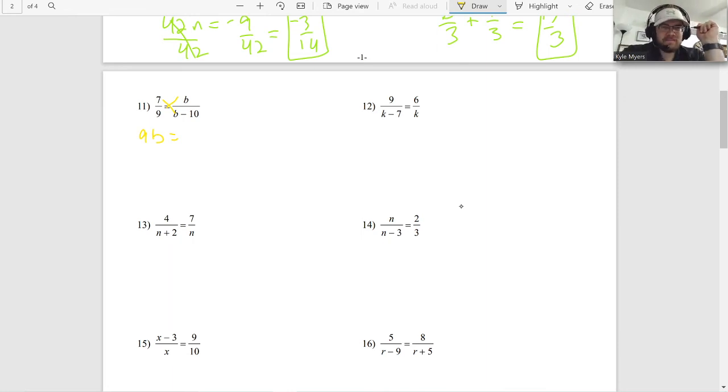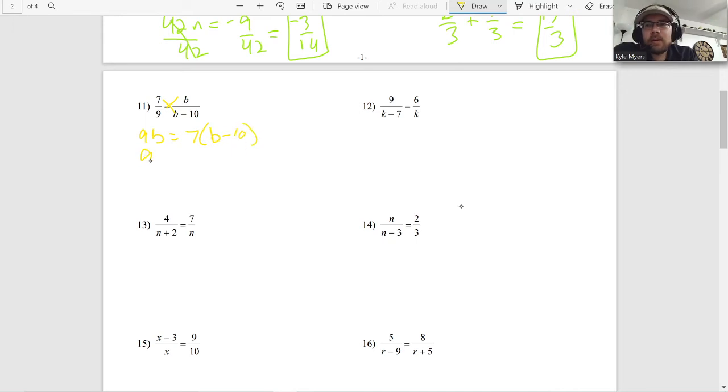That method that I did on number 3, you won't be able to do that method because there's a variable in more than one place. So you're kind of limited here. That's why I think cross multiplying is the most popular, because it works on everything. So anyways, 9b equals 7b minus 10.